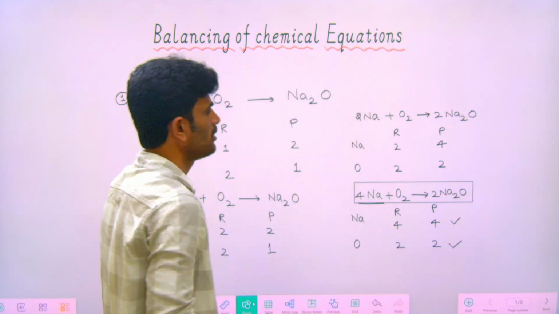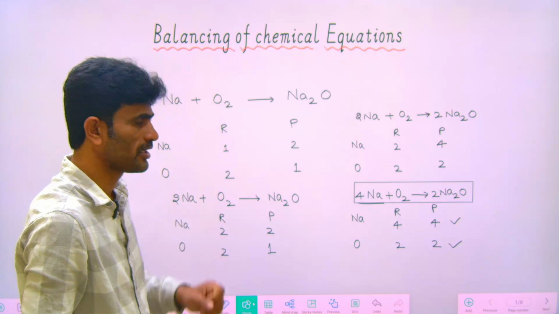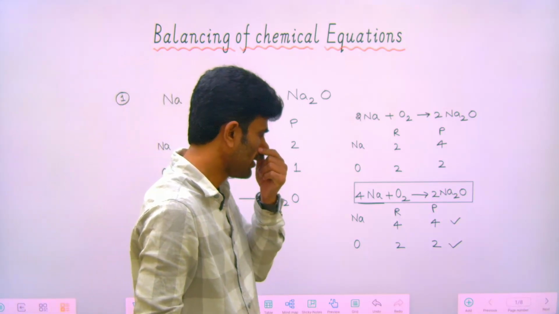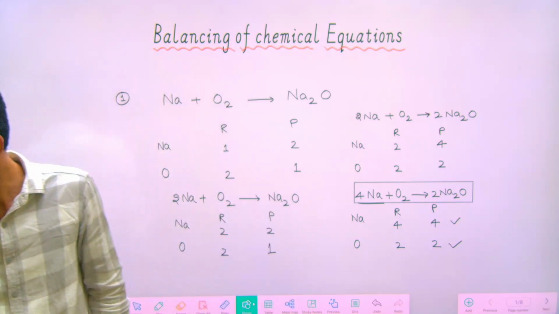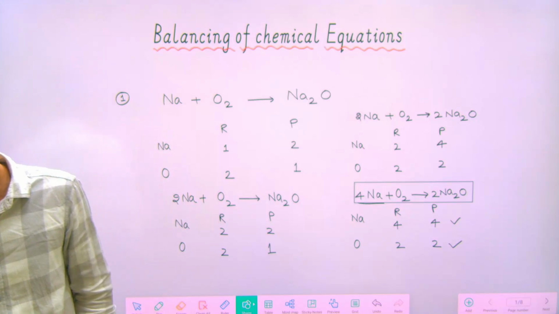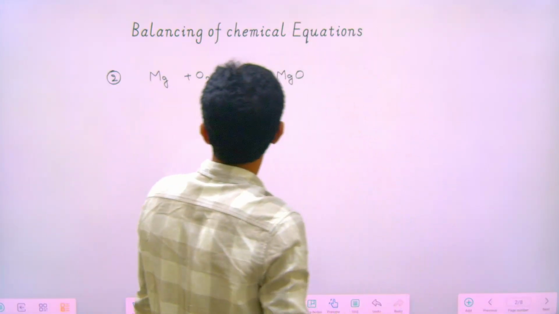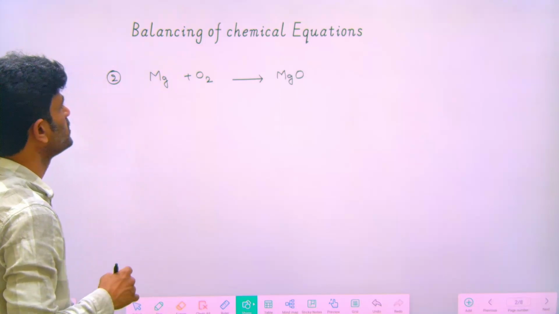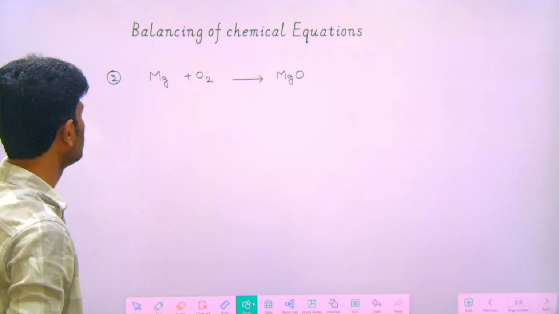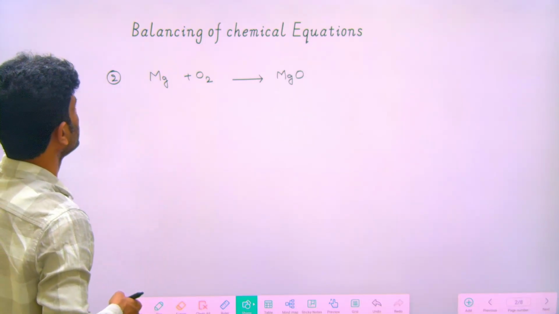This is what balanced chemical equations of the given thing. Hope you understood this. We will discuss one more example to understand better. Next example, and this is another example, Mg plus O2 gives MgO. This is also a very simple example. Within one step we get it.